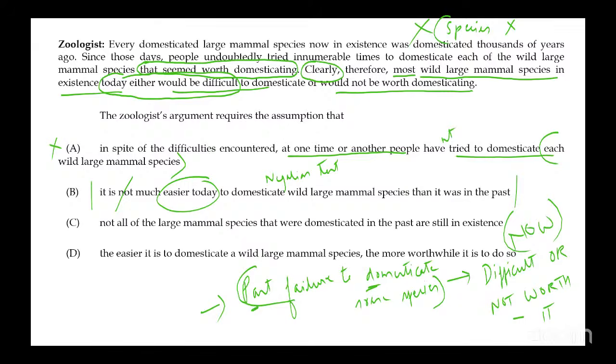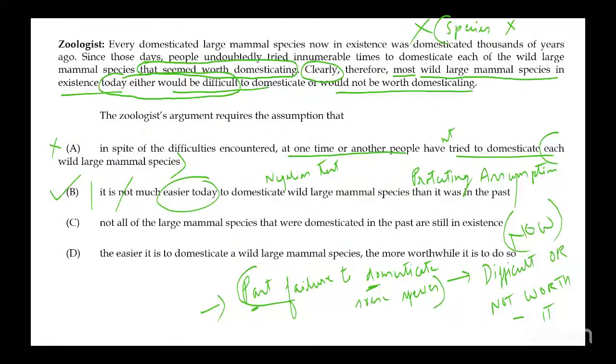And this is the kind I was referring to as a protecting assumption. It protects the argument from an attack, right? It shields it from the attack that it has become easier today. So if it has become easier today, the argument gets attacked. By using the not, it has shielded the argument. So it is making the argument better, right? It is making the argument stronger, and it is absolutely required.